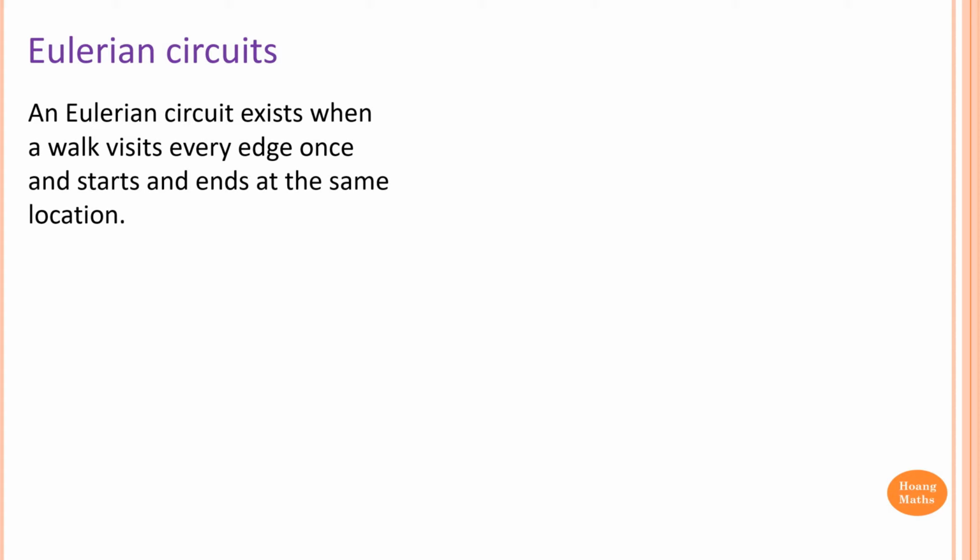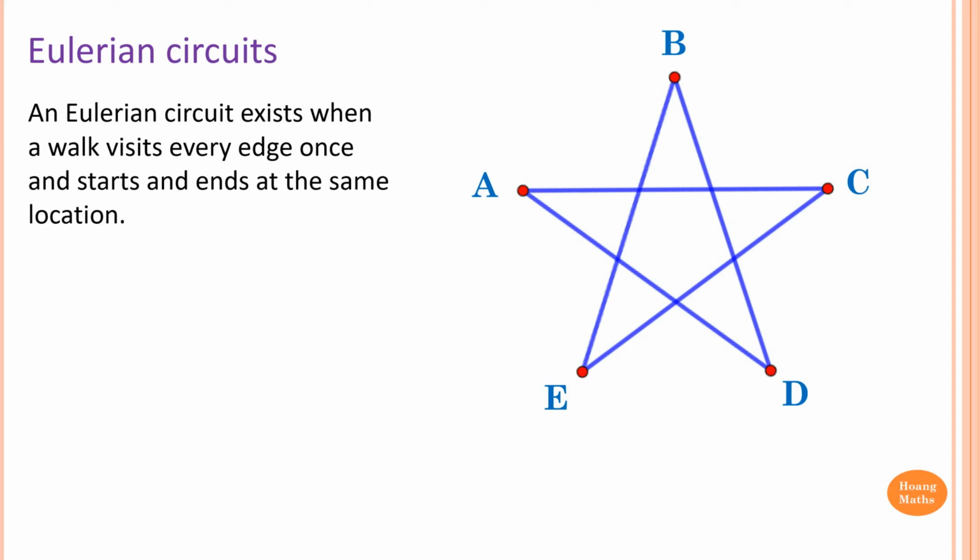An Eulerian circuit is a walk that passes through every edge once and starts and ends at the same vertex. It is the same as Eulerian trails, except that Eulerian trails start and end at different vertices. Let's have a look at this network here.